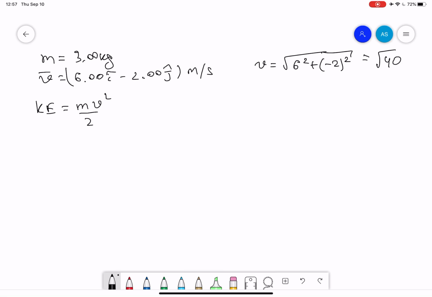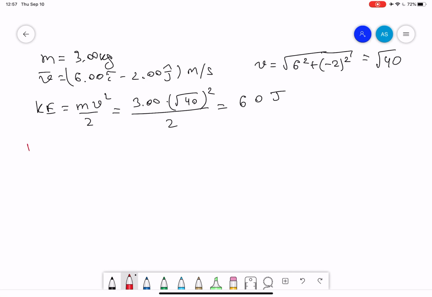So then we have to plug in the numbers. Mass is equal to 3 kilograms and velocity squared is 40, divided by 2. If you do the calculation, 40 multiplied by 3 divided by 2 should give you 60 joules. Okay, now this is part A.